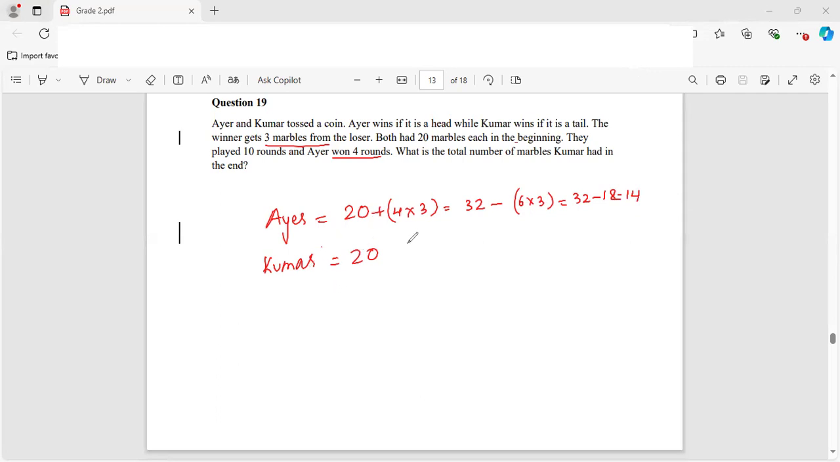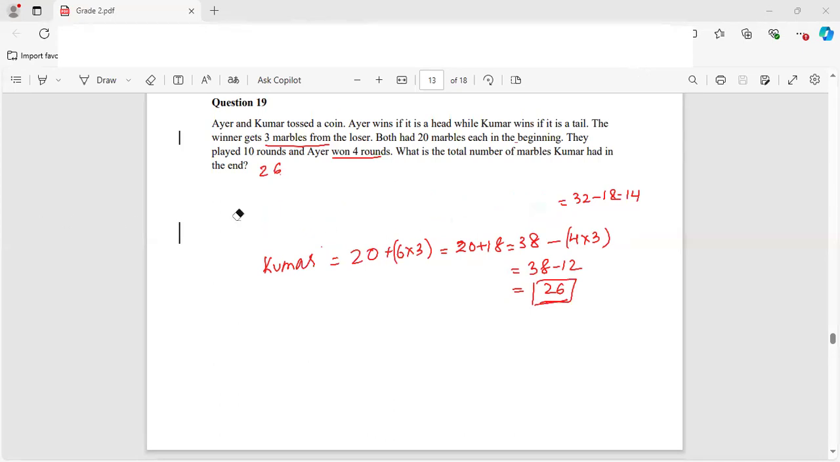Kumar. So now, if Iyer won 4 rounds, that means Kumar won 6 rounds. So it'll be 20 plus 18, which is 38. And he lost 4 rounds, so it'll be 4 into 3, which is 12. So you have 38 minus 12, which is 26. So Kumar will have 26 marbles at the end. You need not calculate Iyer because they're not asking for Iyer. They're only asking for Kumar. So you can directly calculate Kumar. So Kumar had 26 marbles in the end.